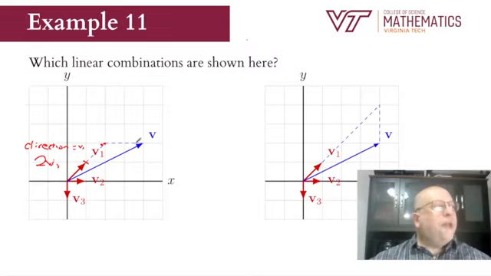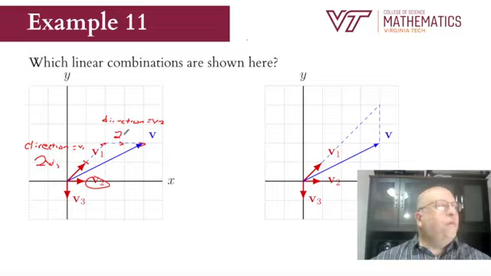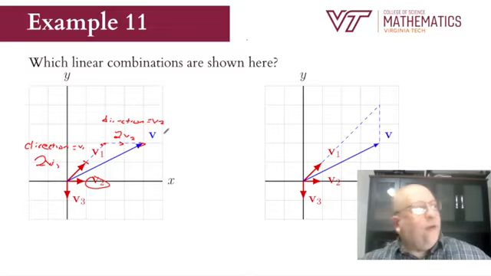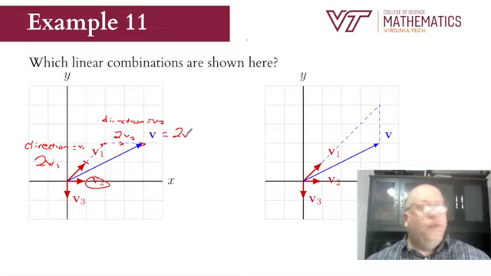And then the second blue dotted line is in the same direction as v2. It's parallel to v2, it's just up here. So the direction is v2, but it travels twice as far as the original vector v2. And so we're going to say that this piece is 2 times v2. And because they meet head to tail, we can add them together and say that v is 2v1 plus 2v2.